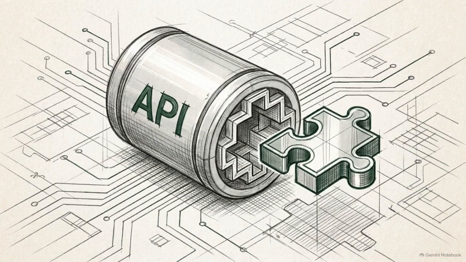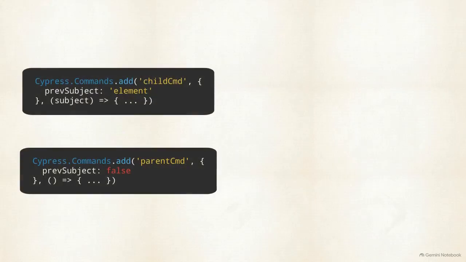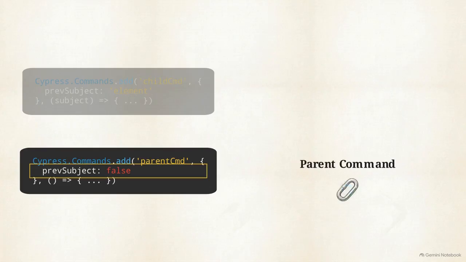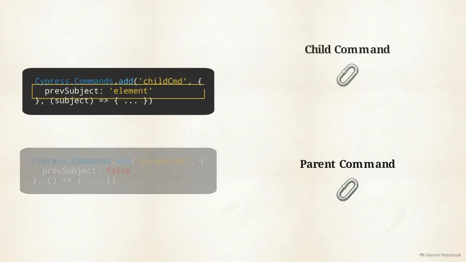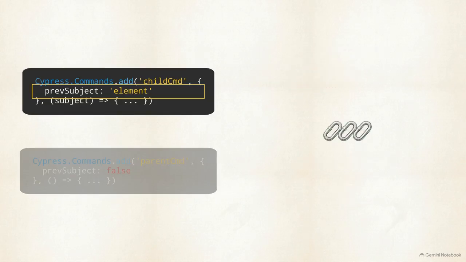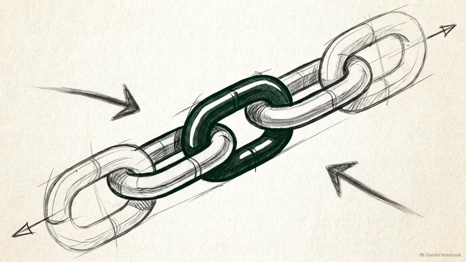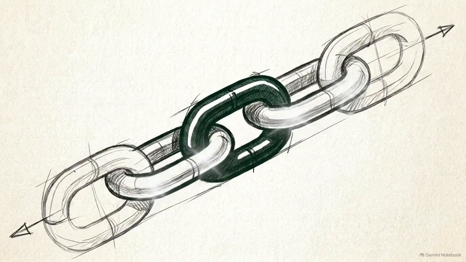The third architectural pillar is safely extending the Cypress API using custom commands. To build these safely, you must understand two foundational types of custom commands: parent and child. Parent commands have their prev subject set to false. They begin a completely new chain of operations, ignoring previously yielded data. Child commands declare a prev subject type, like element. They strictly require a previously yielded subject from the DOM to function, passing state directly down the chain. Understanding the prev subject constraint is an absolute requirement for building composable custom APIs that don't break existing command chains.